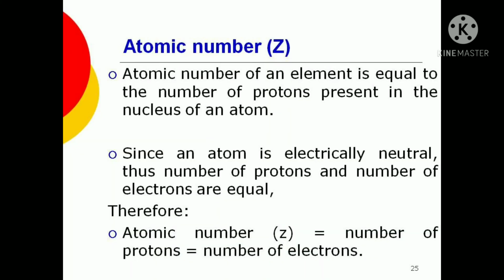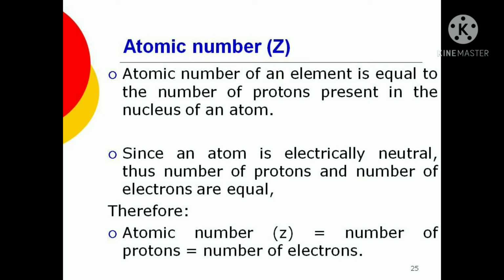Now the next concept is atomic number. It's simple. The atomic number of an element is equal to the number of protons present in the nucleus of an atom. We know that Rutherford said all the positive charge and the mass of the atom is at the center, and that is due to protons and neutrons. The proton number in the center, we call it the atomic number.